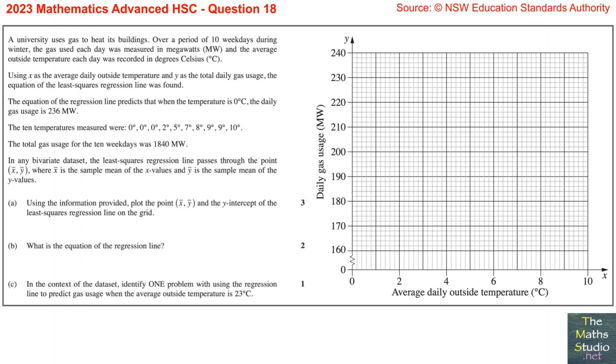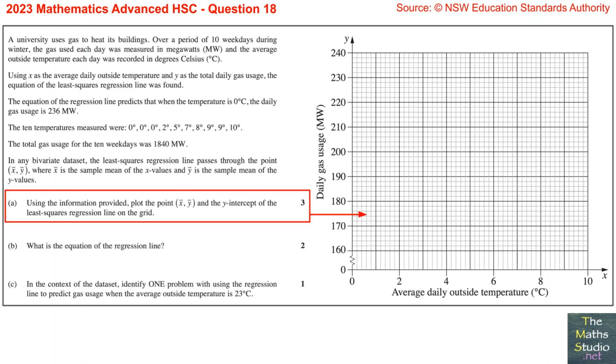In any bivariate dataset, the least squares regression line passes through the point x bar, y bar, where x bar is the sample mean of the x values and y bar is the sample mean of the y values. Part A. Using the information provided, plot the point x bar, y bar and the y-intercept of the least squares regression line on the grid.